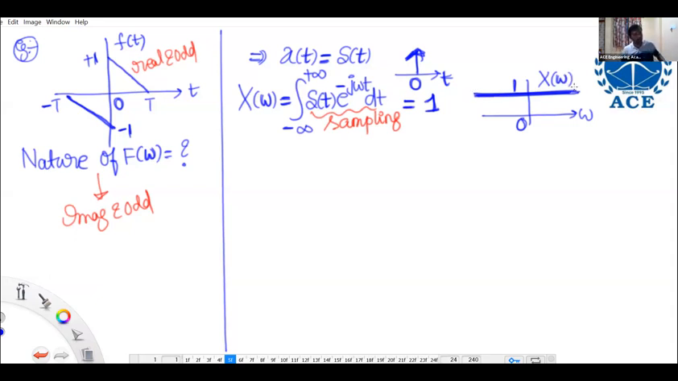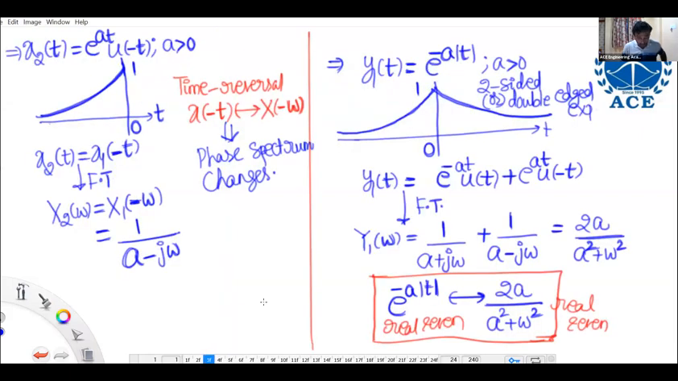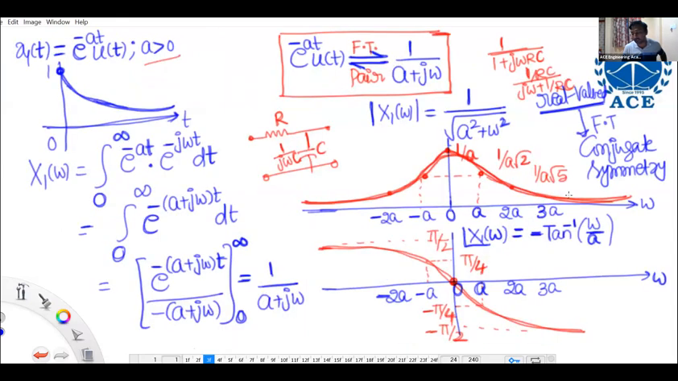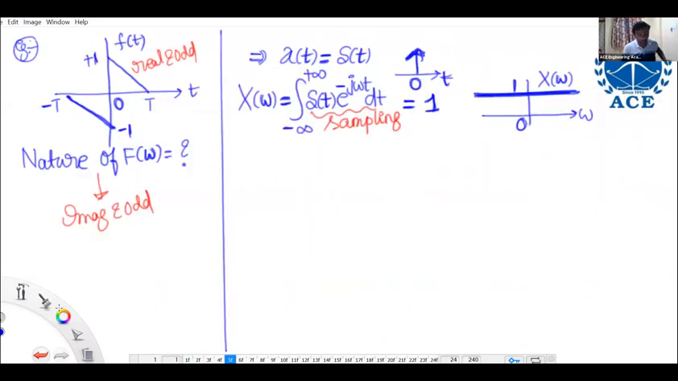Out of the available signals, impulse is the only signal which contains all frequencies equally. You select any frequency, what is its magnitude? 1. But if you observe, we drew the spectrum in the first case, and those are not equally distributed. It looks like a Gaussian magnitude spectrum, roughly.